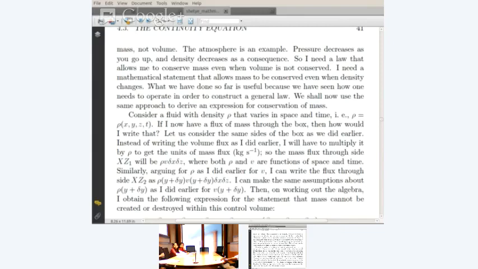We have come up with conservation of volume, and the reason for doing it first is because the method of deriving the equation can be shown more easily here. The normal practice is to derive the full equation and then make the assumption. What has been done here is to go the other way around because it's much simpler to do it that way. And historically, that's how it got done. What we have done so far is useful because we have seen how one needs to operate in order to construct a general law. We shall now use the same approach to derive an expression for conservation of mass.